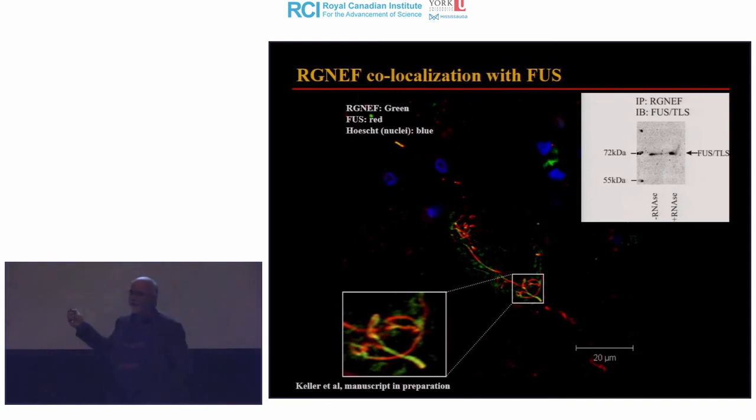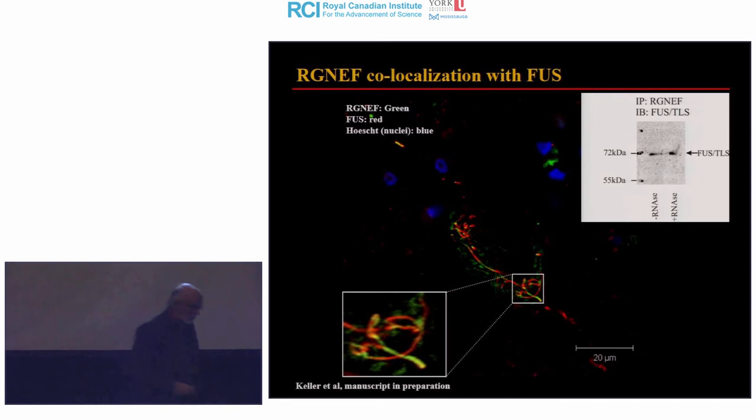Nope. RGNEF and FUS, the third one. Right? This is really beautiful to me. I don't know about you guys, but we love this. Okay, here's a motor neuron. Here are the skeins sitting within the cell. Look at this, right? RGNEF is green again. And in that same fibril, some of it is made up of FUS.